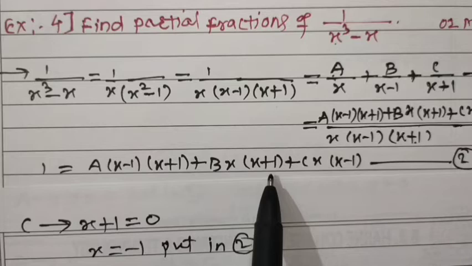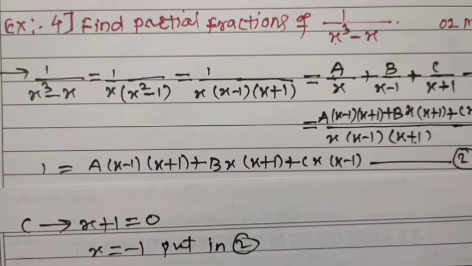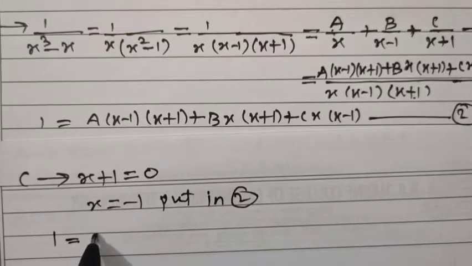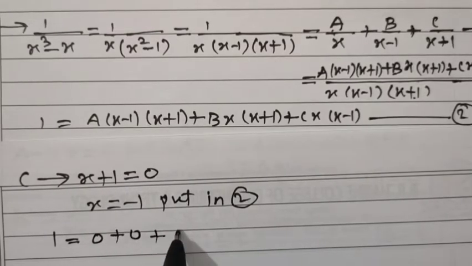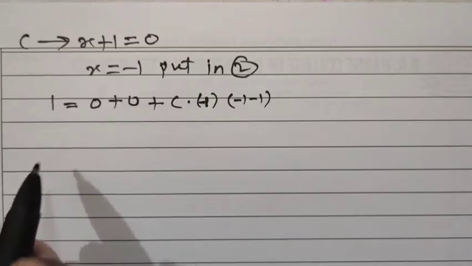This term also becomes 0. Remains only this term. So we can write left hand side 1 is equal to 0 plus 0 plus c into minus 1 into minus 1 minus 1. Okay. And then simplify this. After simplification, left hand side is 1.